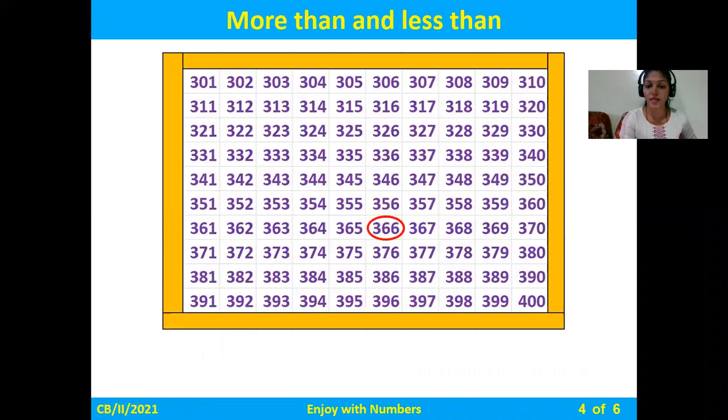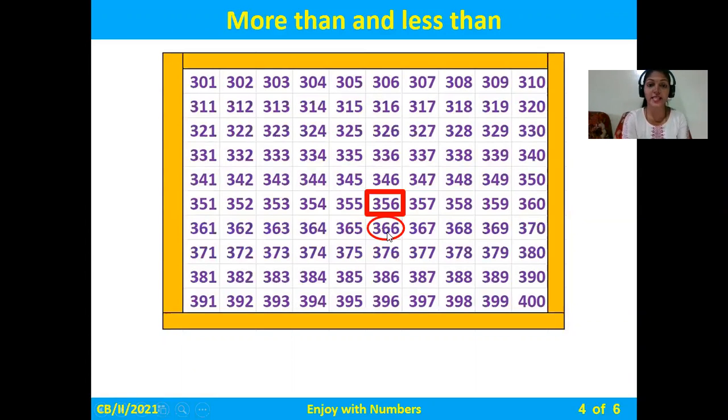So the answer would be 356. Now if you observe here, the number that was given was 366. What did we do? We did 10 less. So what happens? In the 10th place, the number becomes less. In the 10th place, when I make it one less, it becomes 5 here.